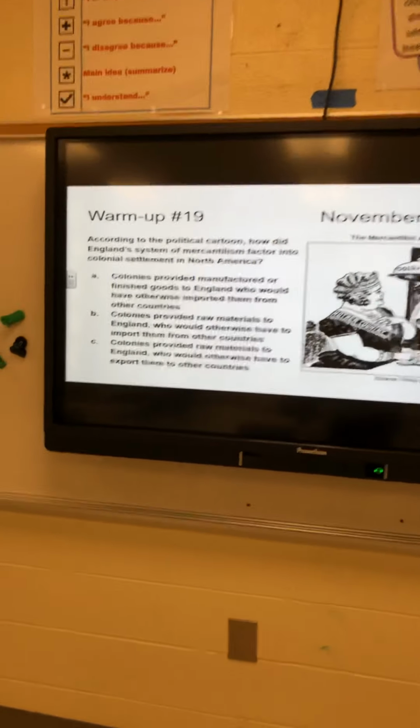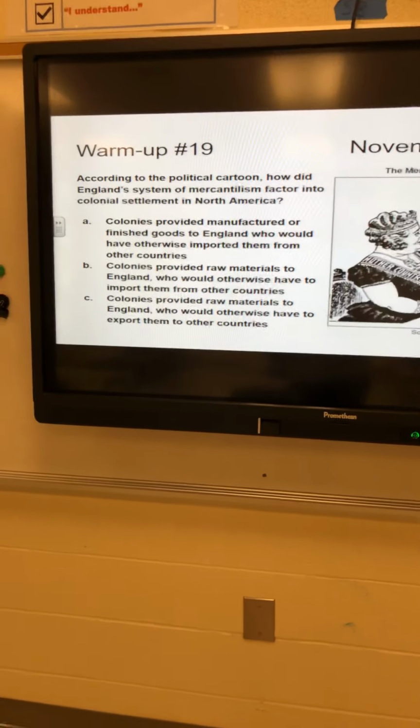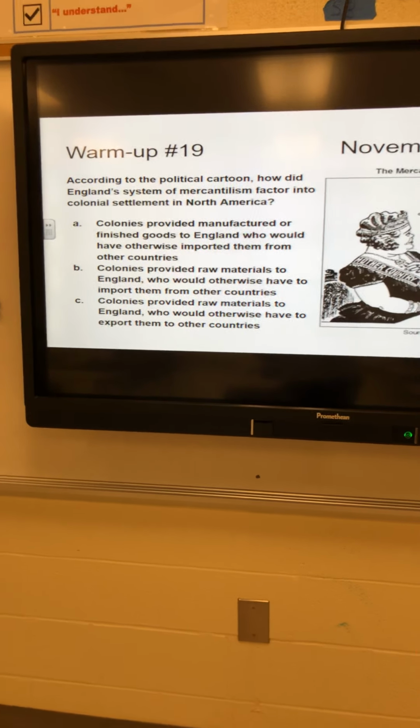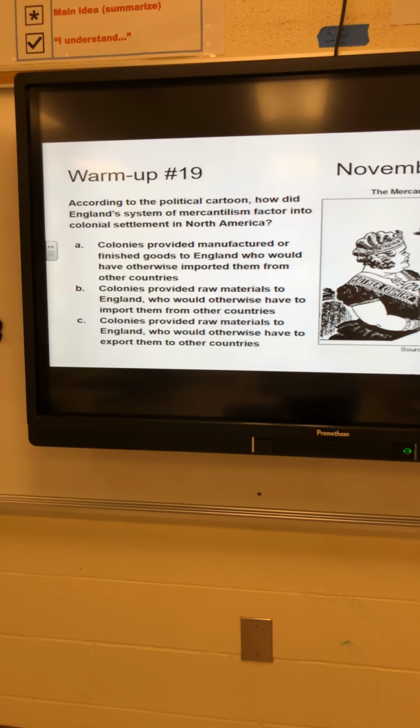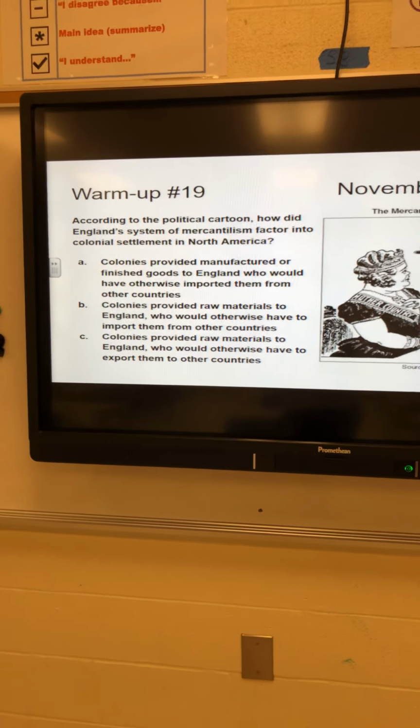Now, if we focus on our warm-up, according to the political cartoon, how did England's system of mercantilism factor into colonial settlement in North America? And we've got A, B, and C. Let's talk about what we can get rid of.